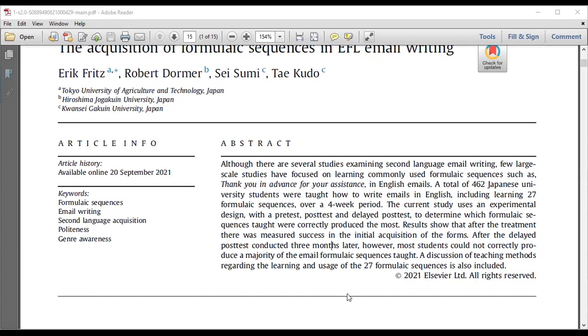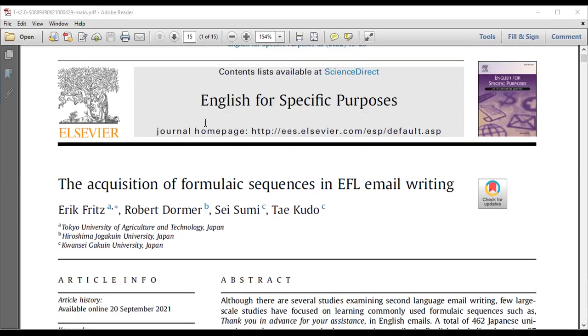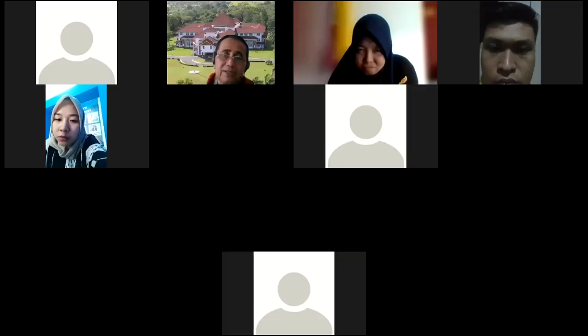If you are willing to, I will send you 10 abstracts from one journal. For example, this is from ESP. I will send you 10 abstracts from this journal, English for Specific Purposes, and then you analyze them using the 3 instruments and send it back to me. This is based on the result of your analysis.